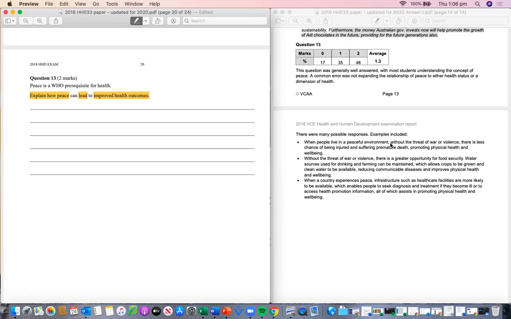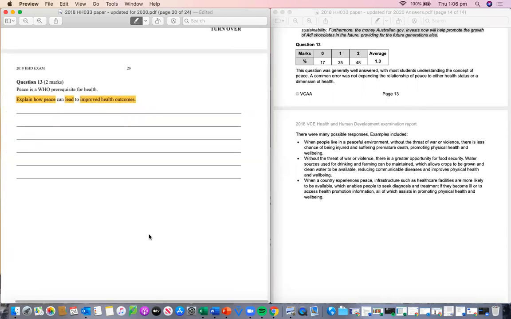The average mark was 1.3. A lot of people achieved 2 marks for this question, but again, a lot of people were in that bracket between 1 and 2. An example of a response here was that without the threat of war or violence, there is a greater opportunity for food security. Water sources used for drinking and farming can be maintained, which allows crops to be grown and clean water to be available, reducing communicable diseases and improving physical health and well-being.